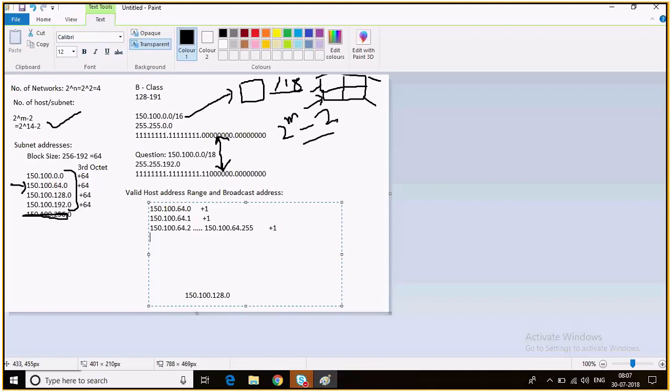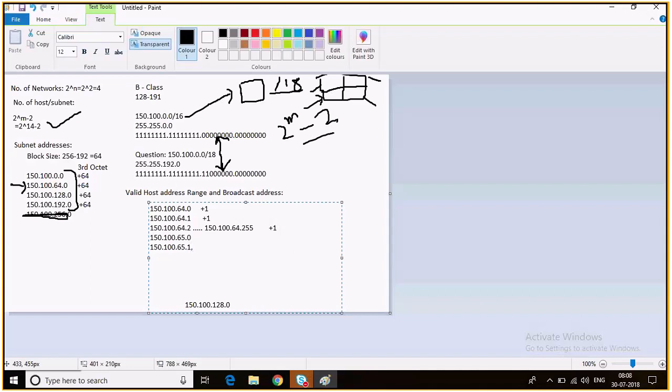I have calculated till 150.100.64.255. When I add 1 to 255, I get 256, and I cannot write that here because it is full now, so I'll change the third octet. The next address is 150.100.65.0, and then I keep on adding 1 to it: 65.1, 65.2, 65.3, right?